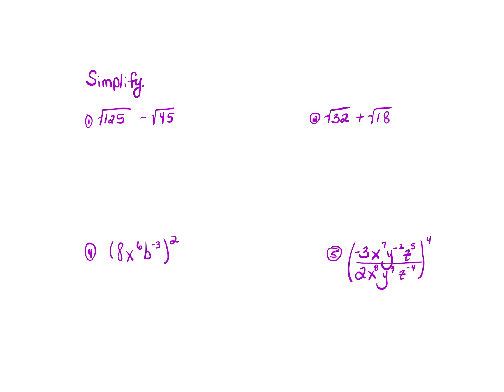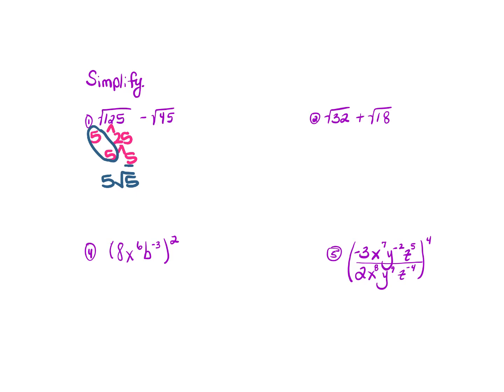So that 125, underneath that square root, you can find the prime factorization of it. It is 5 and 25. The 25 is 5 and 5. So your two 5s would pair up. The one that's left over would stay under. So that's going to be 5 square root 5.